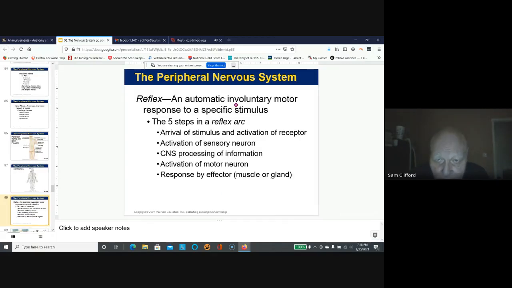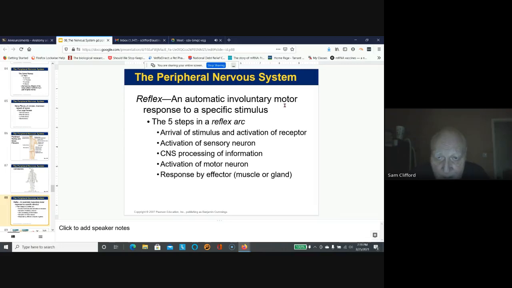Everybody knows what a reflex is. You put your hand on a hot stove and you don't even think about it. A receptor tells you it's hot. Sensory neuron sends information to the CNS. The motor neuron moves the muscle. You don't have to think about anything. So this is an involuntary motor response.